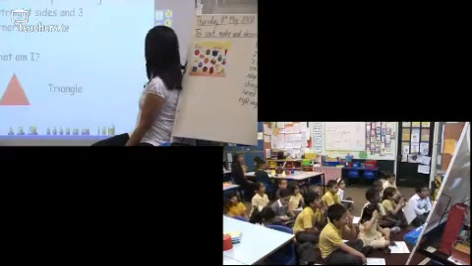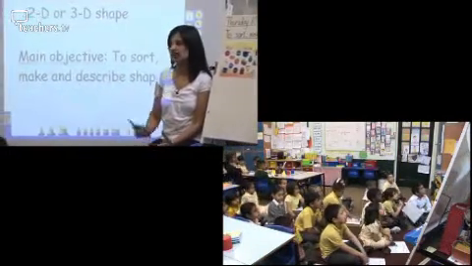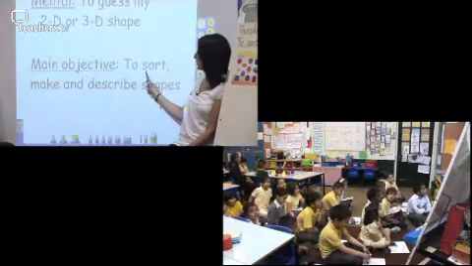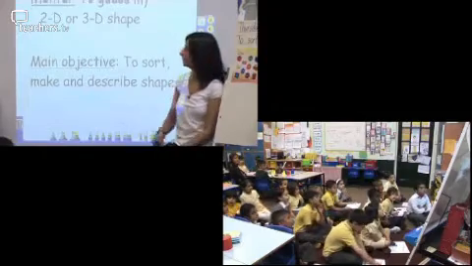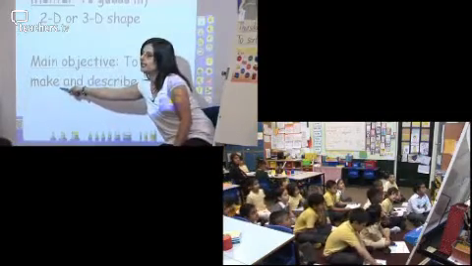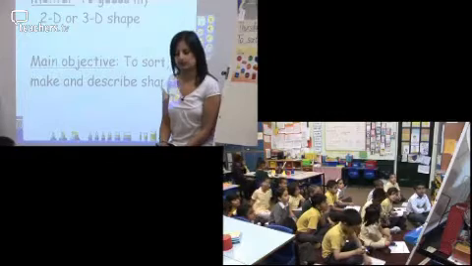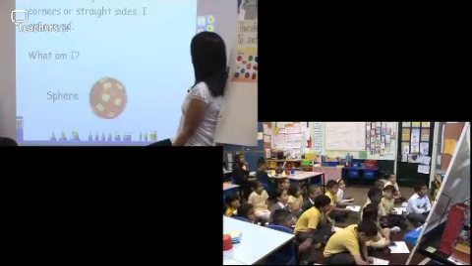Okay, right. Let's get started on our main activity, children. Now, we've had a go at that, haven't we? Guessing my 2D and 3D shape. Easy, no problem. Our main objective today is some of us are going to be sorting some shapes out. Some of us are making some shapes, and some of us are describing shapes. Okay, so it's going to be a very busy lesson, isn't it? Let's find out what we've got to do.